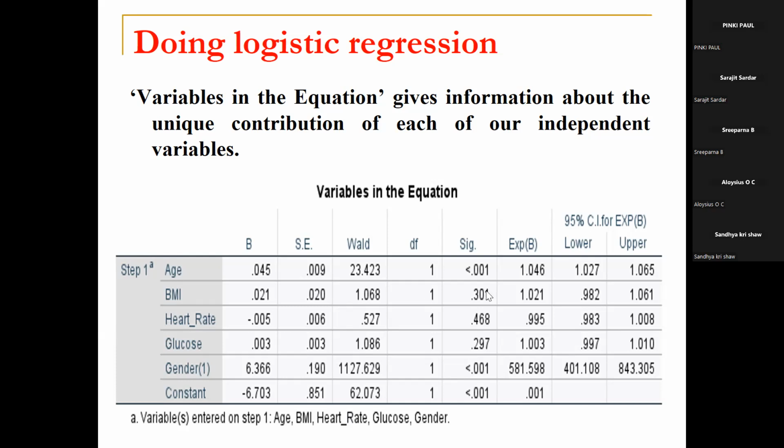So in this way, you can find out that a female has 581 times more chance than a male to get heart disease. Right? Hope you understand how to analyze all these things. Two important factors: one is B, another is the significance level. The third one is EXP(B), which is generally known as the odds ratio.